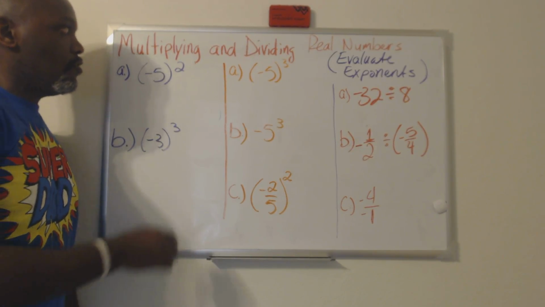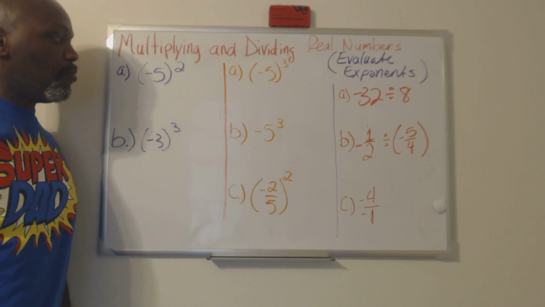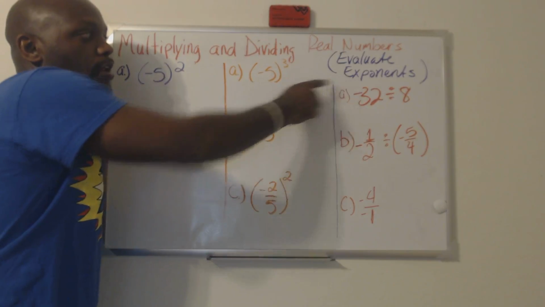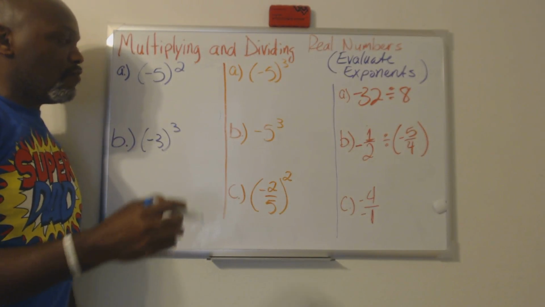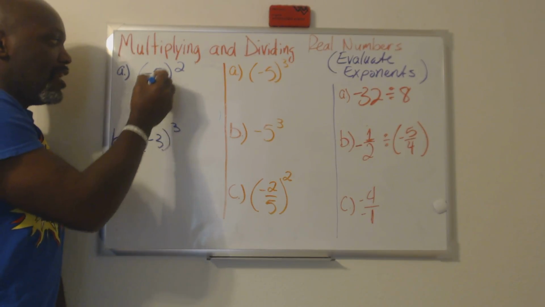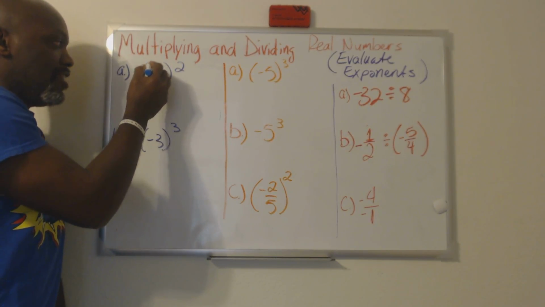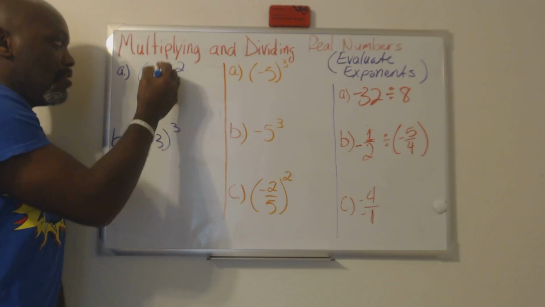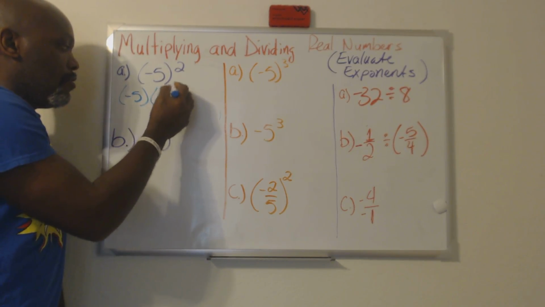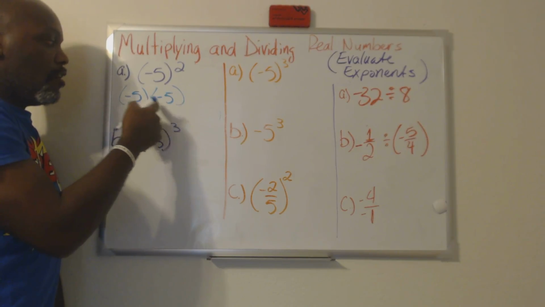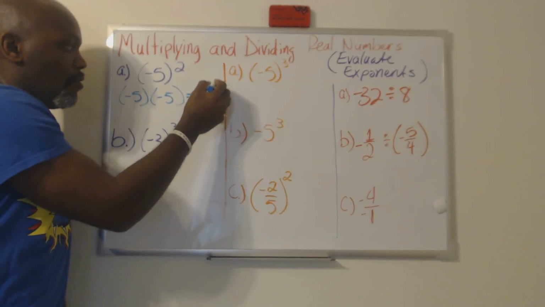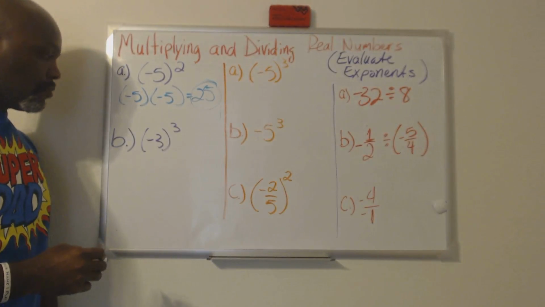So here we go. We're going to talk about multiplying and dividing real numbers, which we've done already in the last video, but we're going to emphasize evaluating exponents. I want you to notice that we are doing negative 5 to the second power. The negative 5 is inside parentheses, so we have to keep it in parentheses. Now we have a negative times a negative, which is a positive. So this is going to equal positive 25.